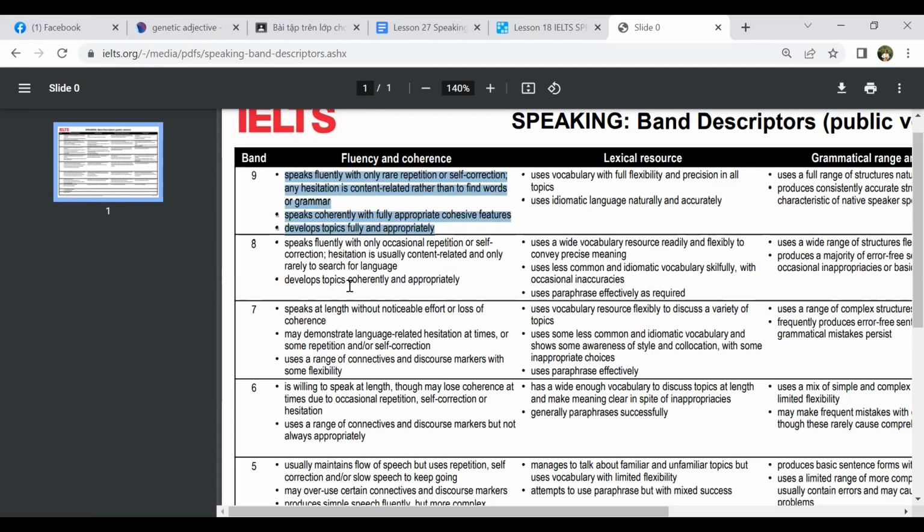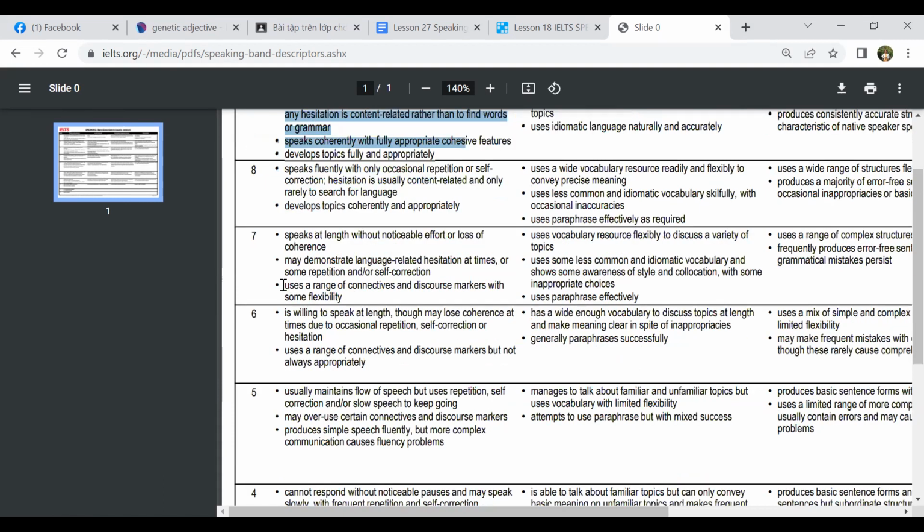Or let me look at band. Oh, yes, at least band 9. Or let's look at band 7 too. At band 7, the candidate uses a range of connectives or linking words and discourse markers. What are discourse markers? Discourse markers are the words that are not used to link ideas, but they are used to express attitude, emotion, or tone. For example, when I talk to you and I say, luckily, I met her on the road. So luckily is not a linking word. Luckily is a discourse marker.